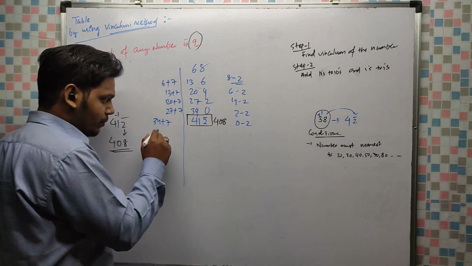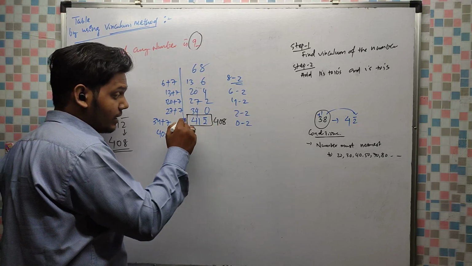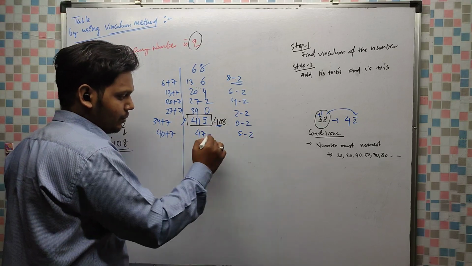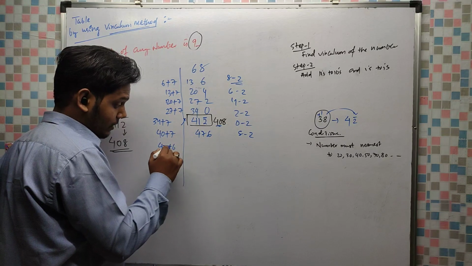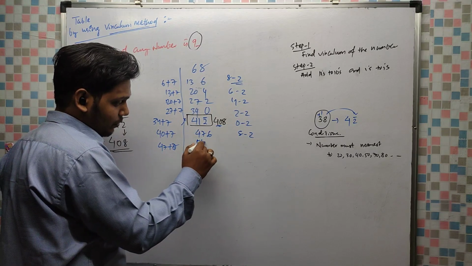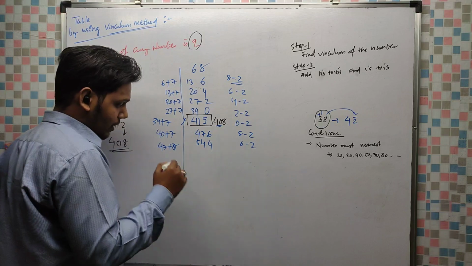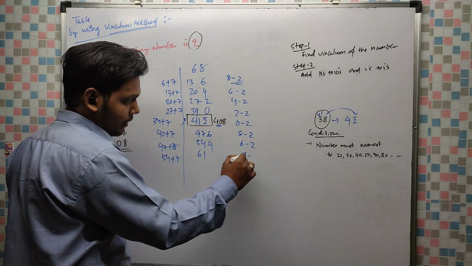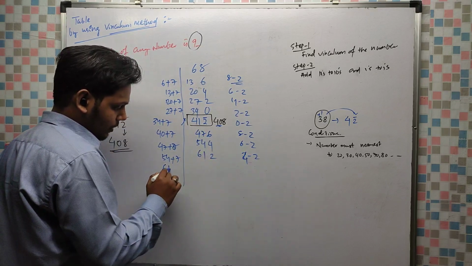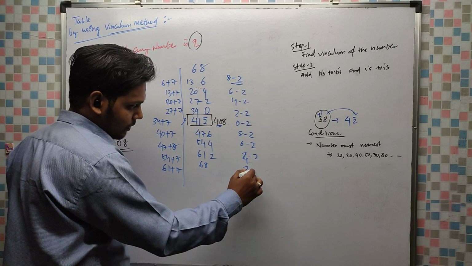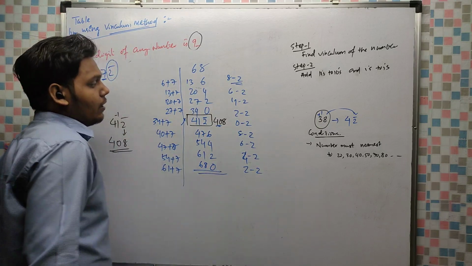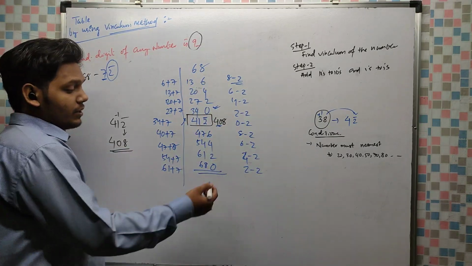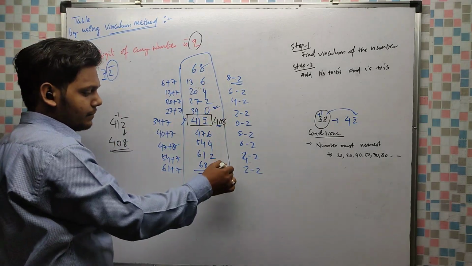Thereafter 408 means 40 plus 7. Don't consider this number. 40 plus 7, that means 47. 8 minus 2 is 6. 47 plus 7 is 54. 6 minus 2 is 4. Then 54 plus 7 is 61. 4 minus 2, that is 2. 61 plus 7 is 68. Then 2 minus 2 is 0. When you are getting the second 0, here we got first zeros, where you are getting the second 0, that is the end.